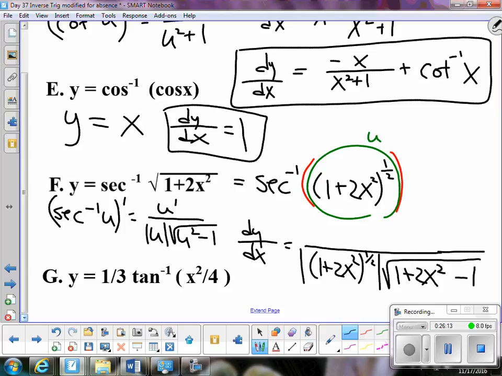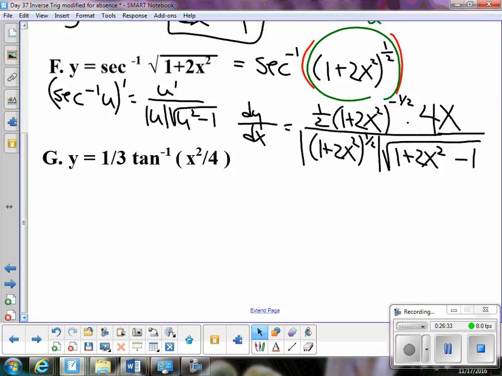So the derivative of the outer function first, 1 half times 1 plus 2x squared to the negative 1 half, times the derivative of the inside. So times 4x. Now, I don't know about you, that just doesn't look so good. You could get rid of these, but we're not going to worry about simplifying. I want to keep focused on this. Let's just leave it.